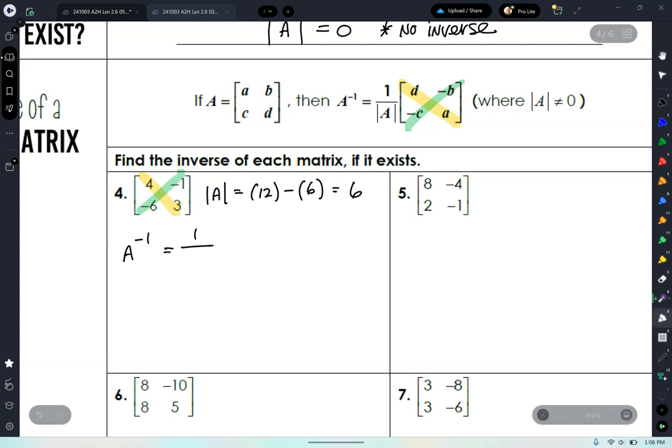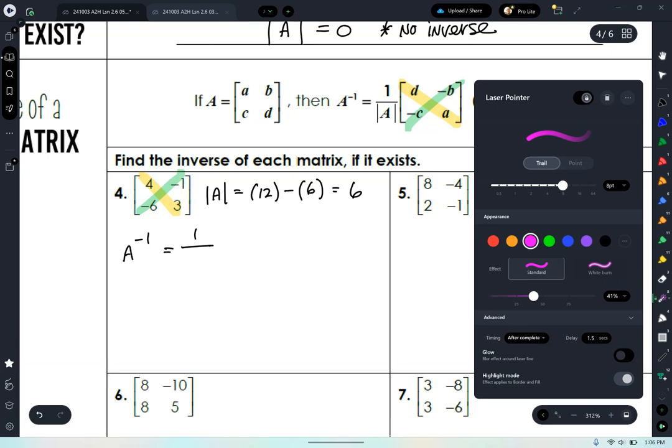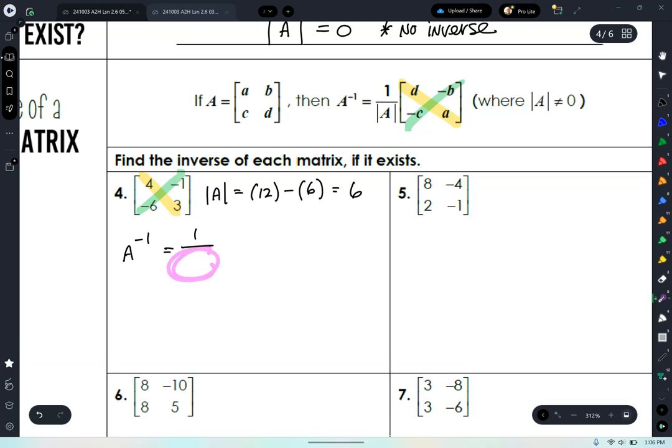Okay, here we go. What number goes here? 12. I don't know. 12. No. 6, the determinant of A. No, 10. Dude.